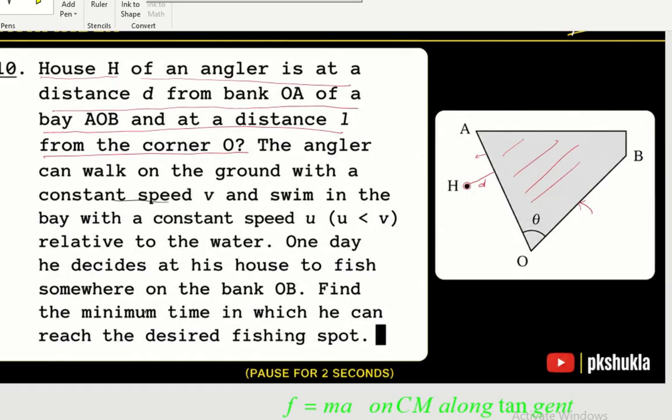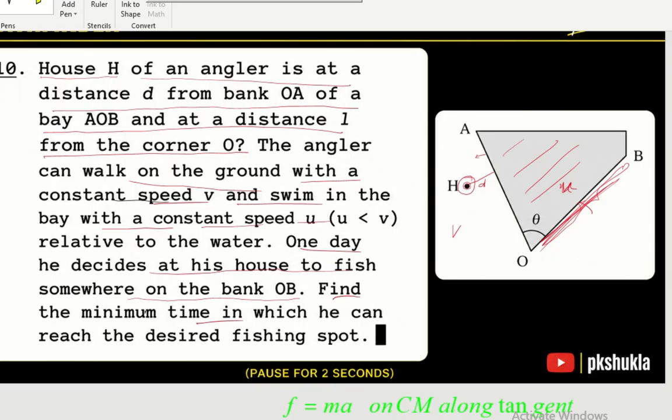This is all water, and the angler can walk on the ground with a constant speed v and swim in the bay with a constant speed u. So walking speed is given as v while swimming speed is u. One day he decides at his house to fish somewhere on the bank OB. So this angler from this house wants to reach somewhere on this bank OB in minimum time. So he wants to go to this bank as soon as possible.